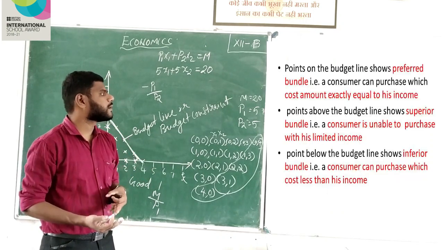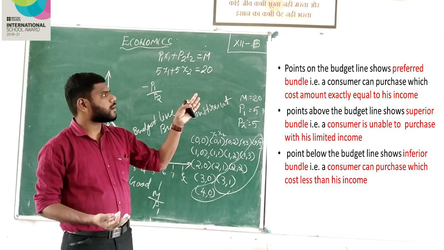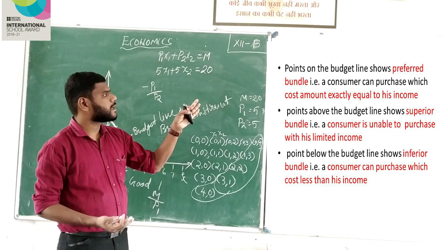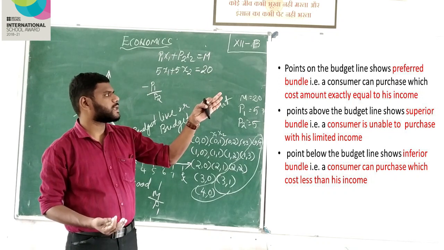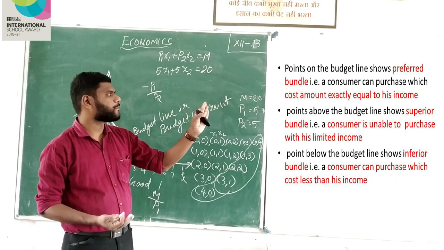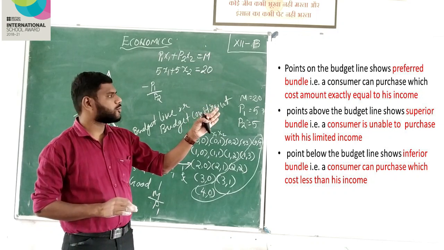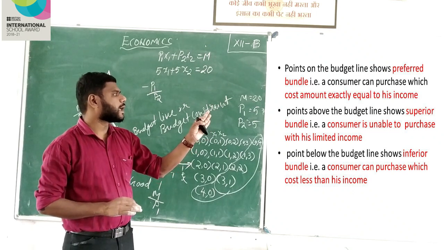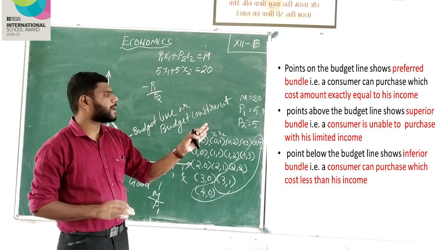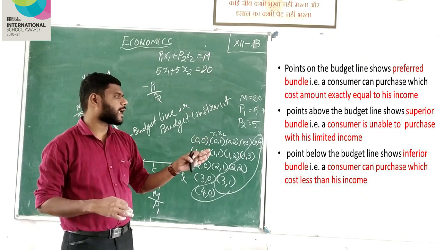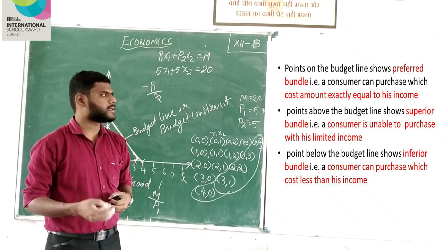Now, that is the explanation. The points on the budget line show the preferred bundle, which costs an amount exactly equal to income, that is, a consumer can purchase it. A point above the budget line shows a superior bundle, that is, a consumer is unable to purchase it because of his limited income. And a point below the budget line shows an inferior bundle, which a consumer can purchase at a cost less than his income. Okay, I think it is clear.